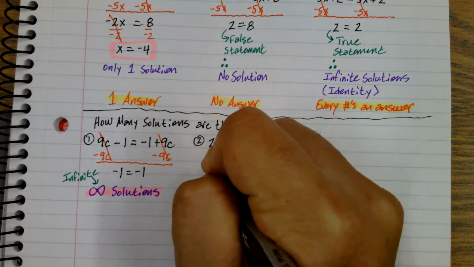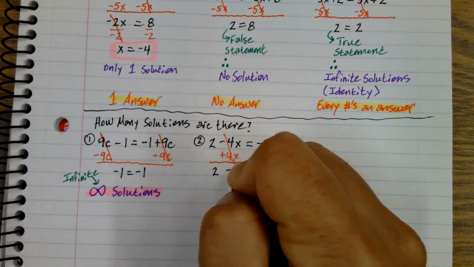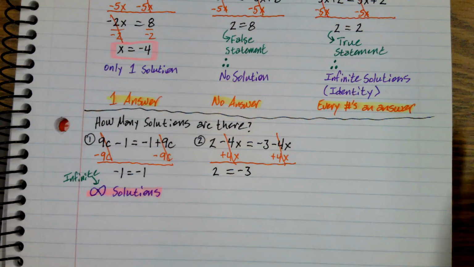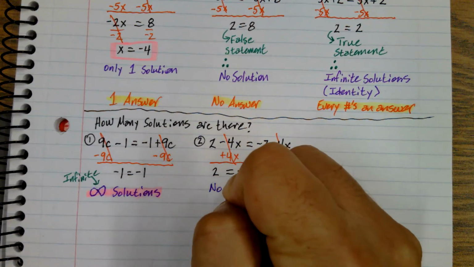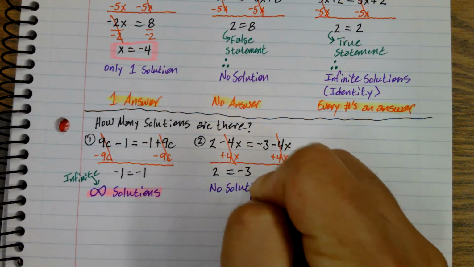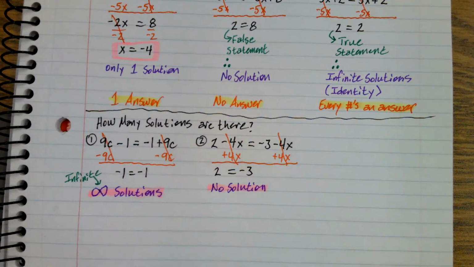Add 4x on both sides. And I end up with 2 on the left equals -3 on the right. This time that's false. It's not true that 2 equals -3. So therefore there's no solution. No solution this time. Okay? Any questions? All right. Let's move on to the next one. Number 3.